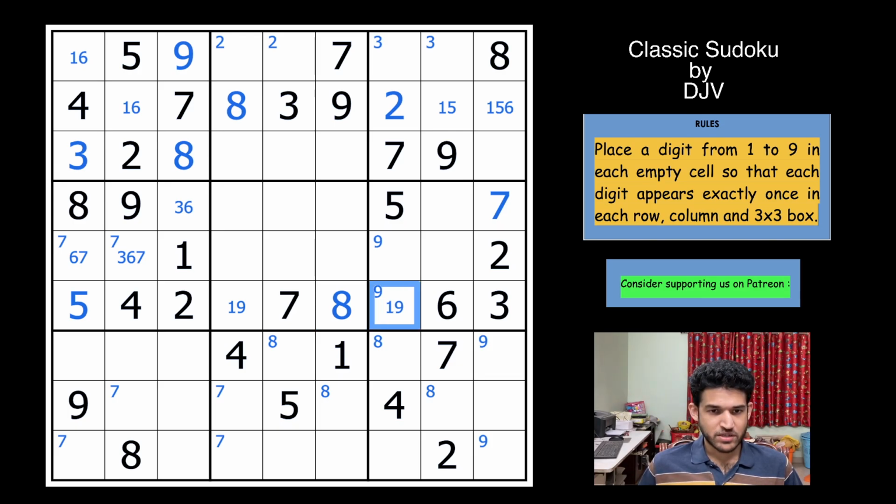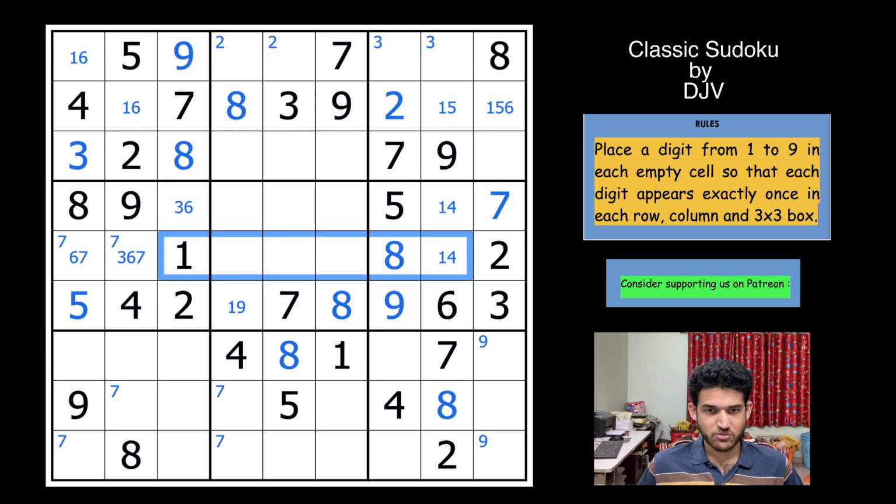And that places all the 8s. So 8 goes here, 8 goes here. And now in box 6, the final 8 takes its place. 8 goes here, and which pushes the 9 here. So this will be a 1-4 pair, and that is very quickly resolved. That's a 4, that's a 1.